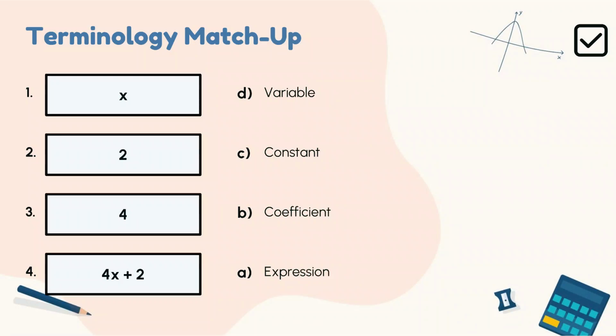Let's check the answers. x is the variable because it is a letter that can represent a changing or unknown value. 2 is the constant because it is a fixed number. 4 is the coefficient because in 4x plus 2, the 4 multiplies the variable x. And 4x plus 2 is the expression because it is made up of terms and does not have an equal sign. If you got those right, you are building a strong foundation for algebra.